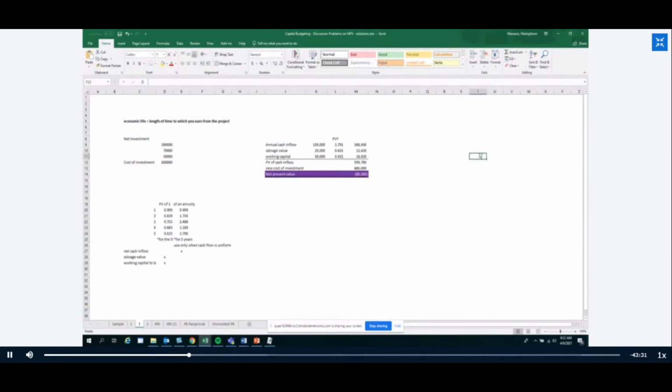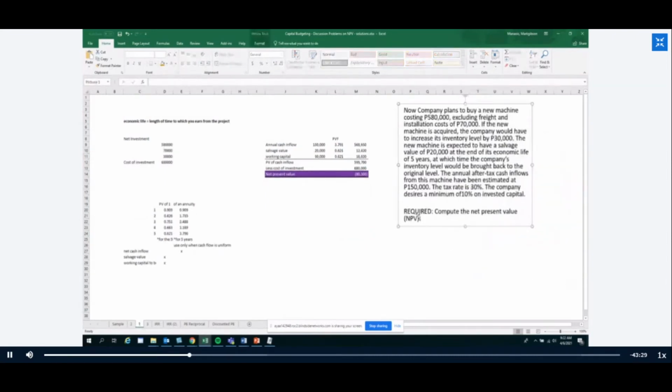Okay. So, given, ito, 580 yung cost, and then we'll have the 70,000, the freight and installation cost. Also, your working capital, or in this case, additional inventory of 30,000. So total cost of investment is 680,000. Okay? Then present ko ulit dito.